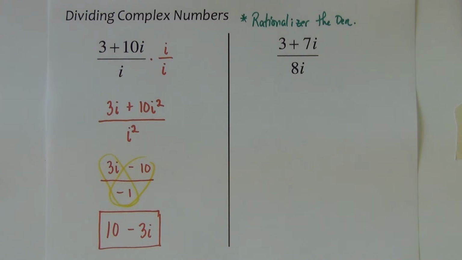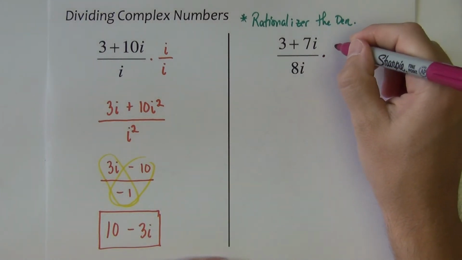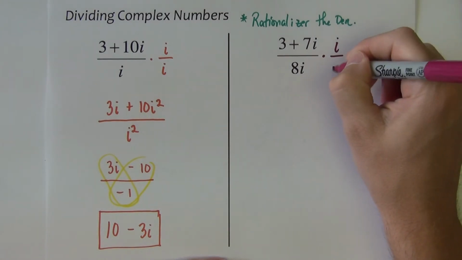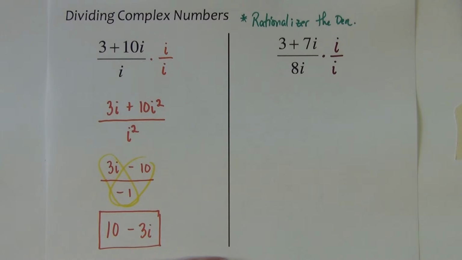In the next problem, we have 3 plus 7i divided by 8i. I'm again going to multiply top and bottom by i. I don't have to multiply by 8i because the 8 is not under a square root. Only the i is a square root.